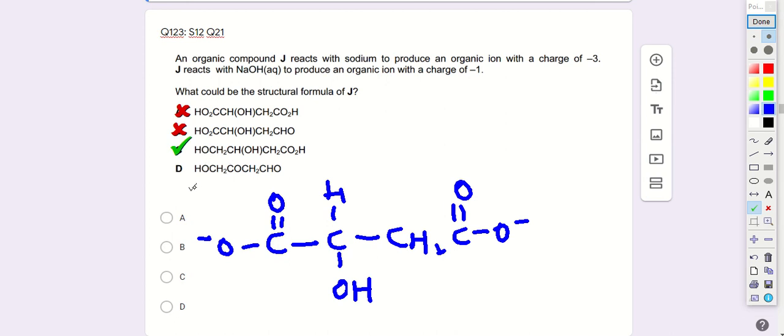Now, might as well just check answer D also. Answer D, we have alcohol, ketone, aldehyde. The ketone and aldehyde will not react with sodium or sodium hydroxide. So reaction with sodium will produce an organic ion with a charge of -1 only. So D cannot be the answer. So the answer to this question is C.